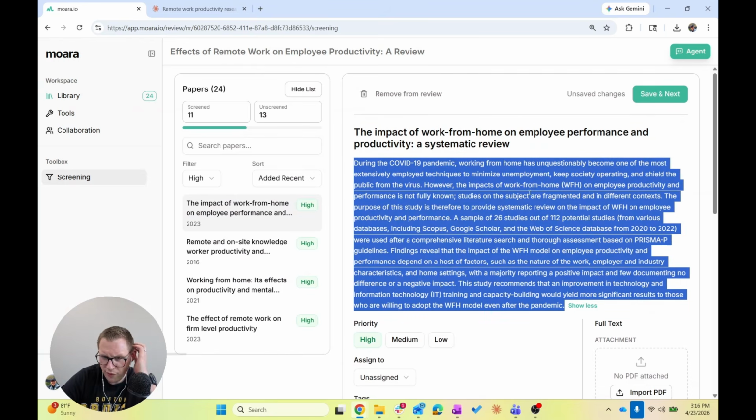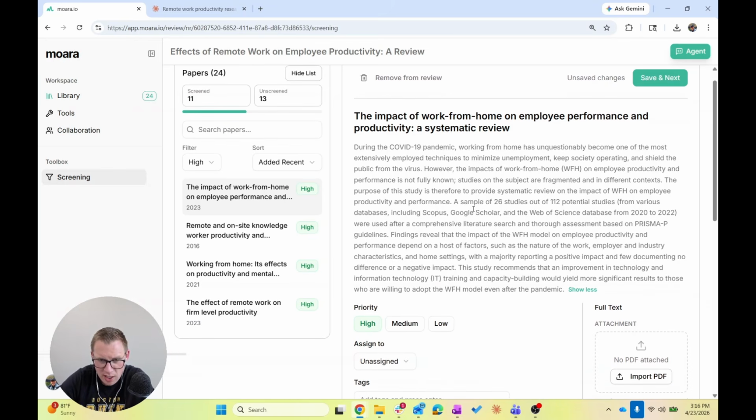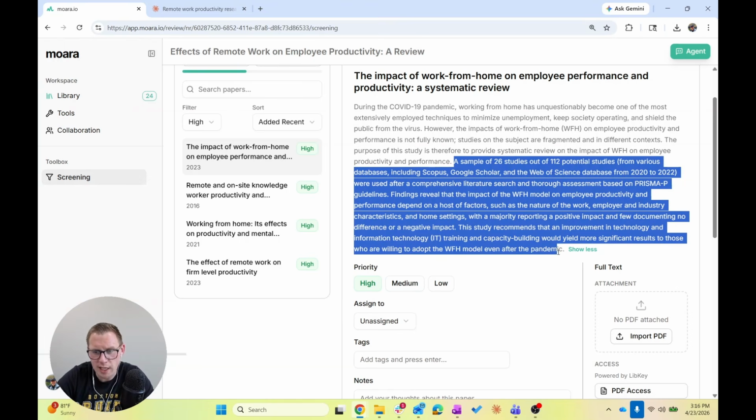During the COVID-19, work from home has unquestionably become one of the most important extensively employed techniques. However, the impacts of work from home on employee productivity and performance are not fully known. Studies on the subject are fragmented in different contexts. The purpose of this study is therefore to provide a systematic review on the impact of work from home on employee productivity and performance. Yep, golden.